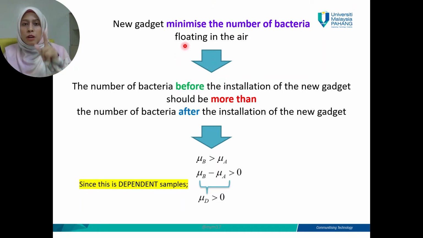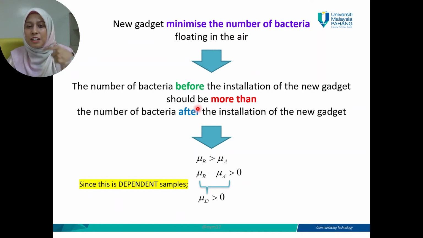Okay, so now, what does it mean if the new gadget does minimize the number of bacteria? It means the number of bacteria before the installation should be more than the number of bacteria after the installation. Am I right? If it minimizes, after should be less than before. Minimize. So before is more than after.